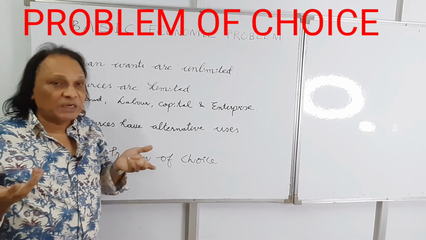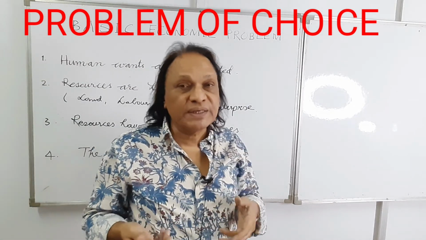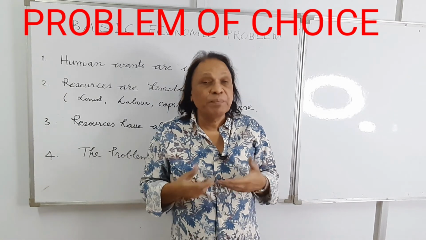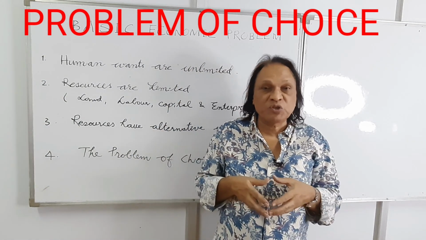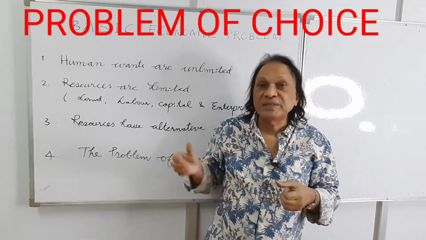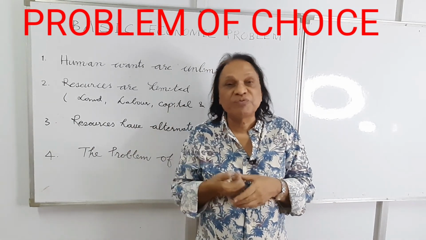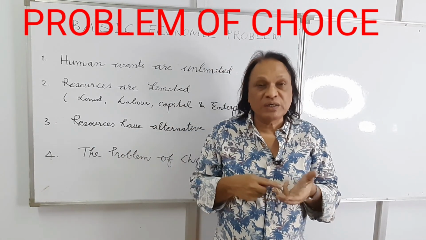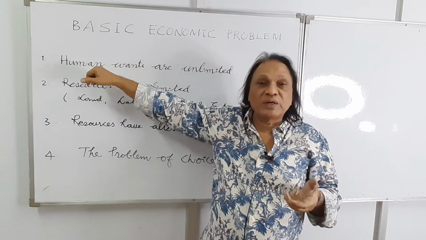For that matter, every individual has to face it. What exactly is the basic economic problem? The basic economic problem is a problem of choice because of unlimited wants and limited resources which have alternate uses. If you want to elaborate, we can elaborate the points once again.